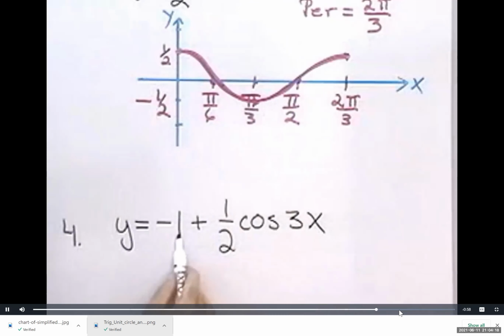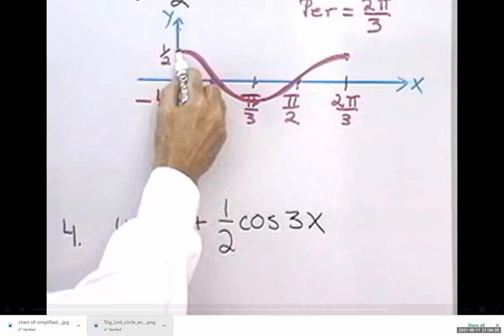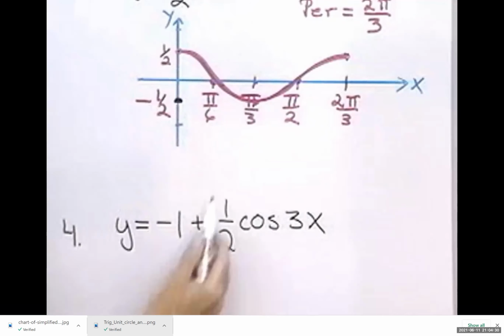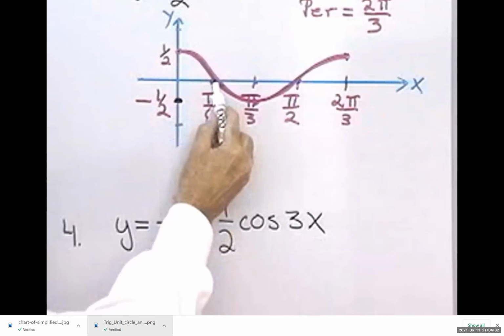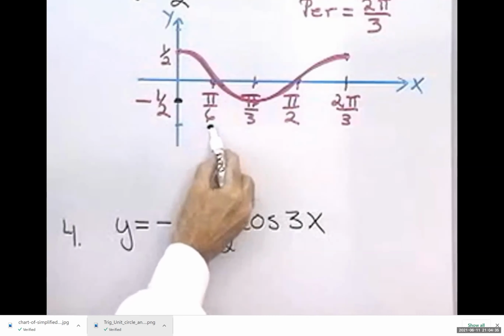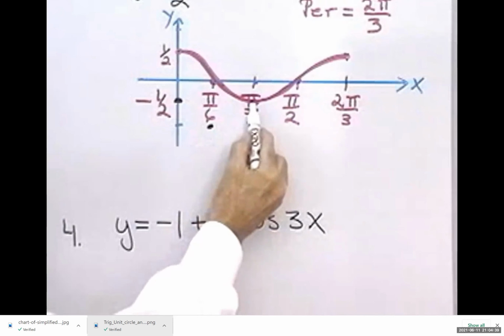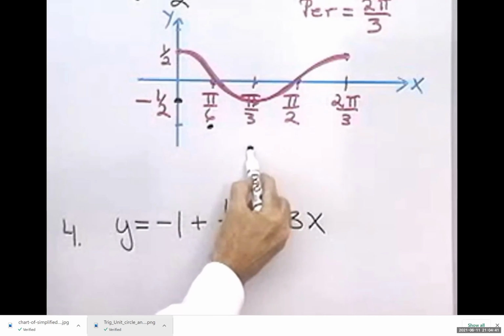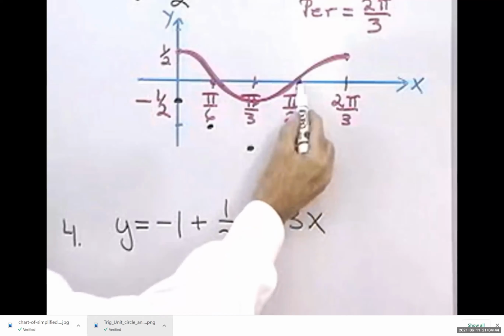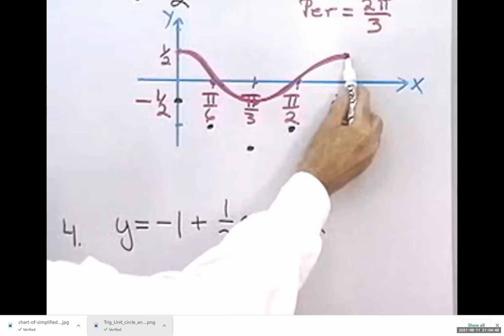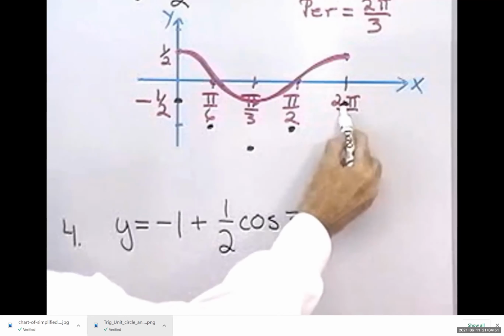So all I want to do to each of these values of y right here is add negative 1 to them. Where I did have 1/2 for y, when I add negative 1 to it, I'm going to end up with negative 1/2. Where y was 0, when I add negative 1 to it, I'm going to be down to negative 1. And where y was negative 1/2, when I add negative 1 to it, I'm going to be down to negative 3/2. When y was 0, when I add negative 1, I get negative 1. And when y was 1/2, when I add negative 1, I get negative 1/2.